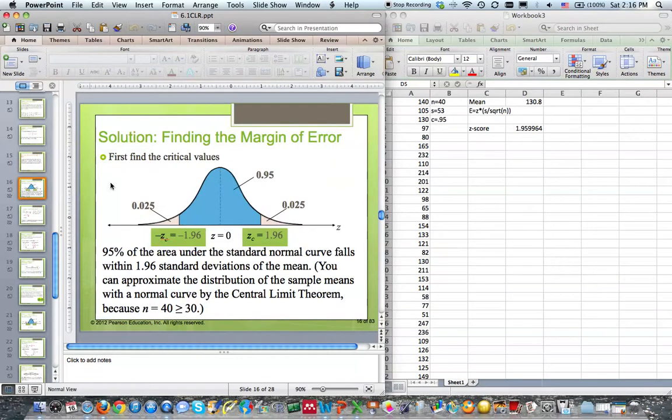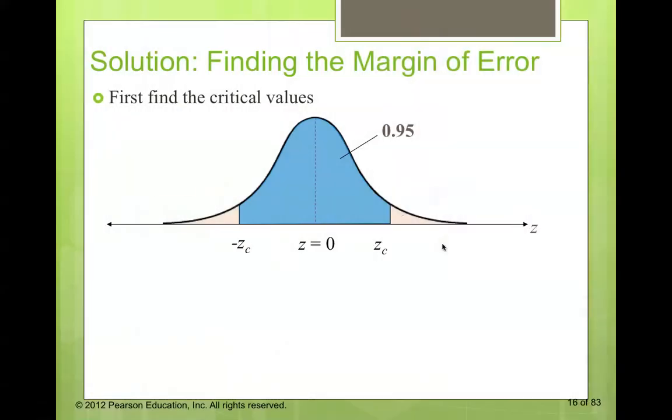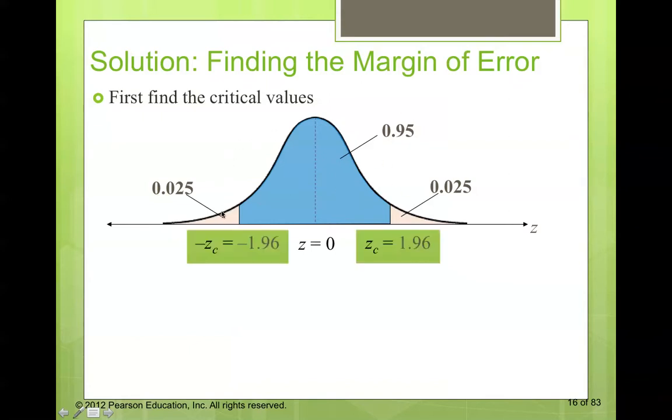So you could also use the table to find that. So first you would find the critical values. So let's look back at the PowerPoint. I just showed you how to do it in Excel. When we're looking at it, the critical value C here is 0.95, and then 0.05 divided by 2 is 0.025 on either side. So I can use table, I can use Excel, and I find that 1.96 value.